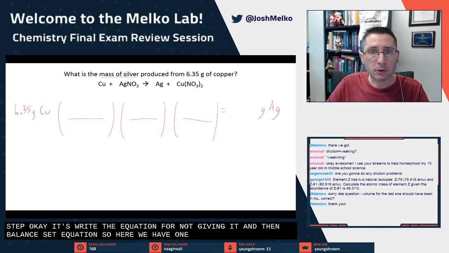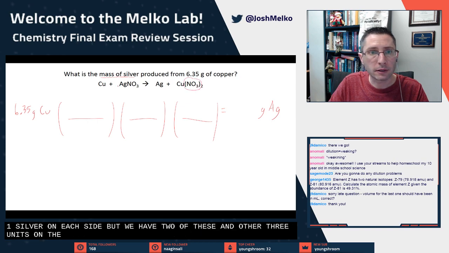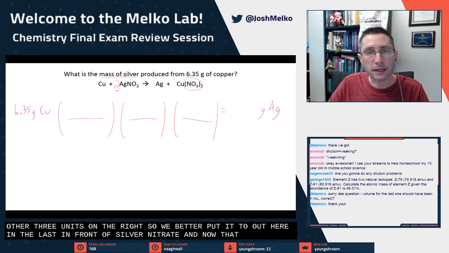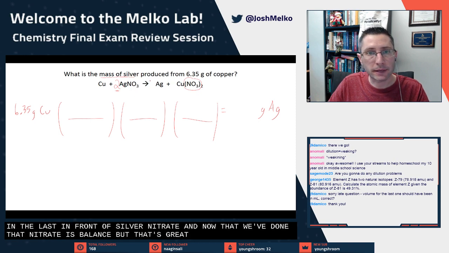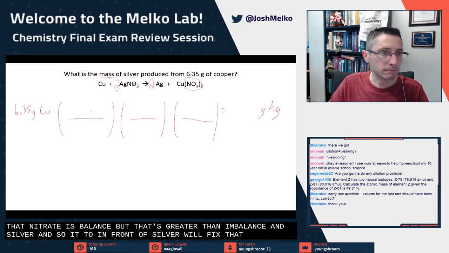So here we have 1 copper on each side, 1 silver on each side, but we have 2 of these NO3 units on the right. So we better put a 2 out here on the left in front of silver nitrate. And now that we've done that, nitrate is balanced, but that's created an imbalance in silver. And so a 2 in front of silver will fix that.